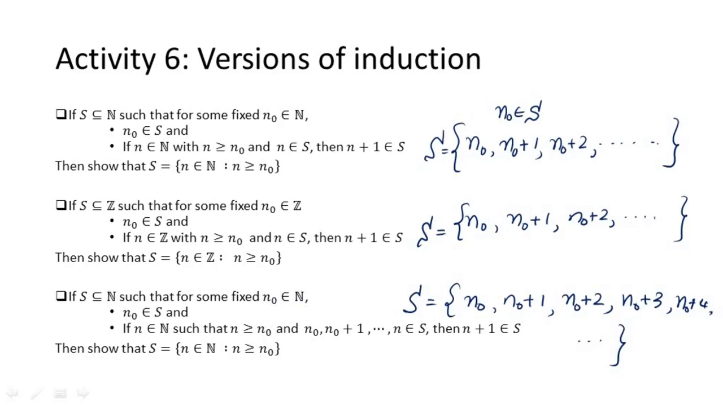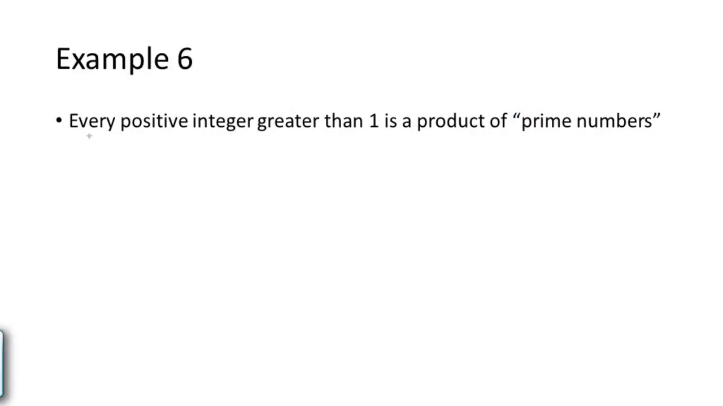Now we have already seen an example where we have to use a slightly different version of the basic induction principle. Let's look at another example where we have to use this version of induction, which we usually refer to as strong induction. Suppose we wish to prove that every positive integer greater than 1 is a product of prime numbers. Even though we have not officially defined prime numbers yet in this course, I hope all of you know what a prime number is.